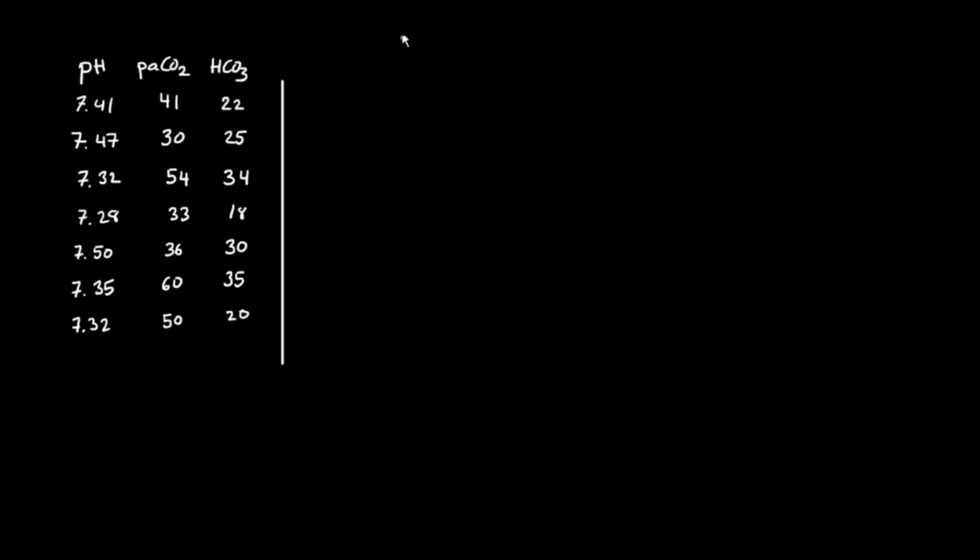So for our first problem, we have the pH of 7.41, which is normal, the PaCO2 of 41, which is also normal, and the bicarb of 22, which is also normal. So this is a normal situation. There's nothing going wrong with the respiratory or with the renal system.